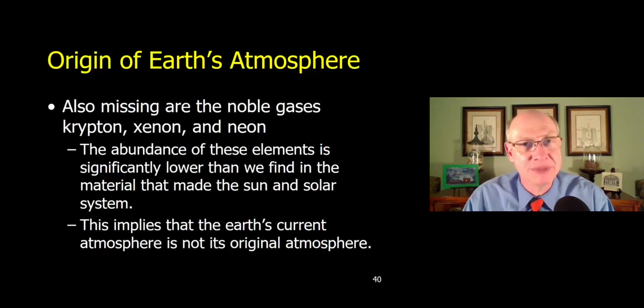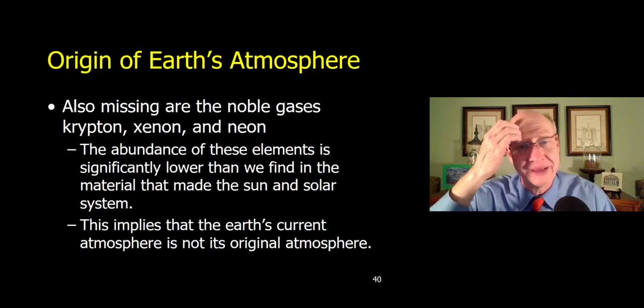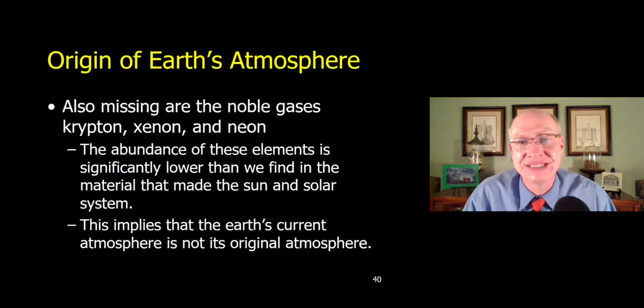When we look at the Earth's atmosphere, we also notice that there are some noble gases that are missing from our atmosphere. These are gases that are actually very common in the sun and very common in the gas that surrounded the sun when the planets were forming. And these noble gases are krypton and xenon and neon. And what that means is that our current atmosphere does not derive from the original solar nebula. So, the abundance of these elements is significantly lower than what we find in the rest of the solar system, in the giant planets and in the sun.